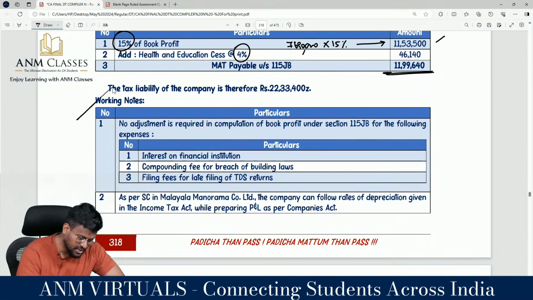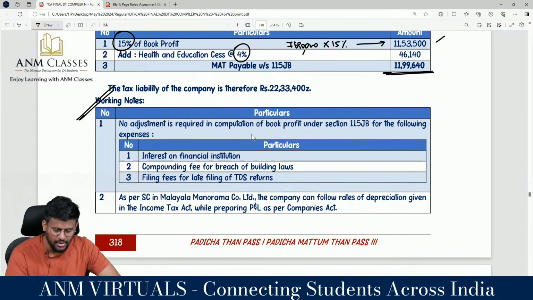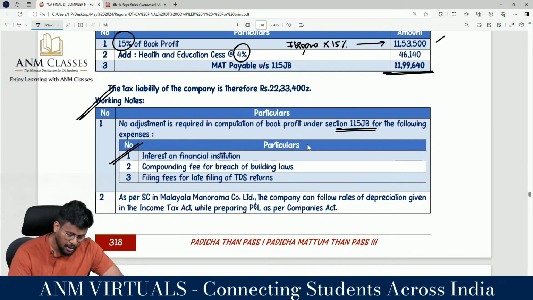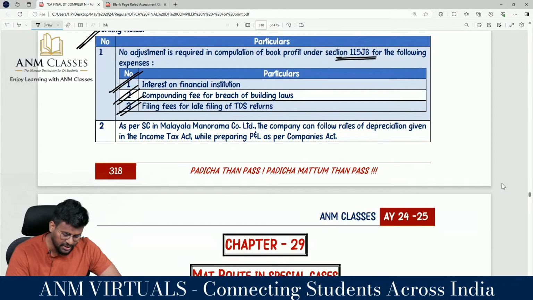Now, these are the working notes. No adjustment is required in computation of book profit under 115JB for the following expenses. Interest on financial institution, that has nothing to do with MAT. Compounding fee for breach of building law and filing fees for late filing of TDS returns.